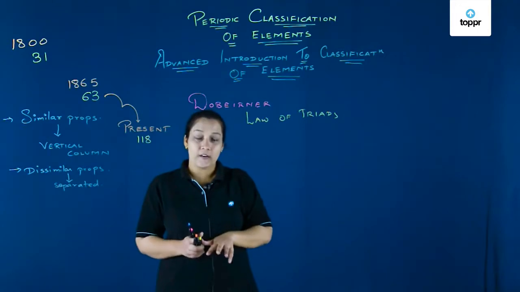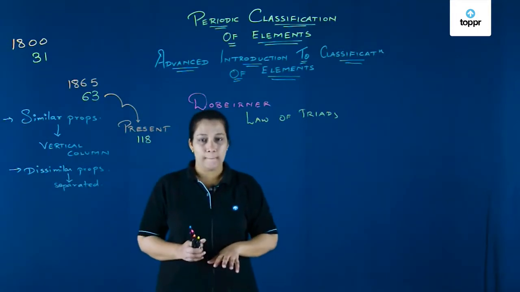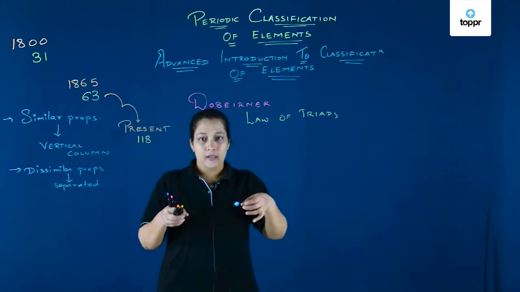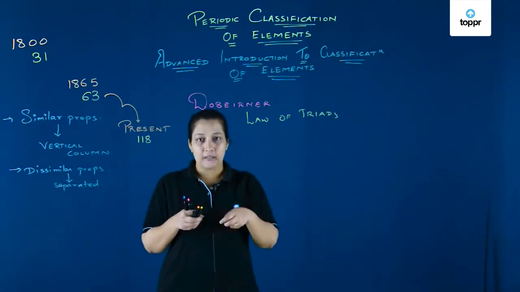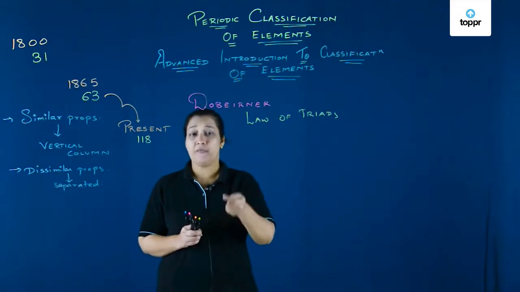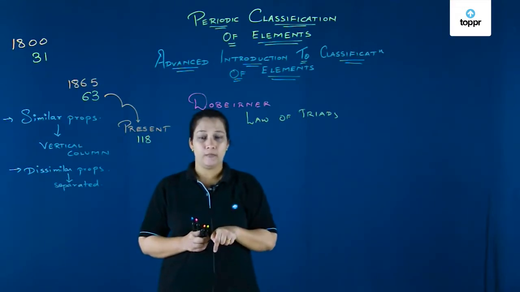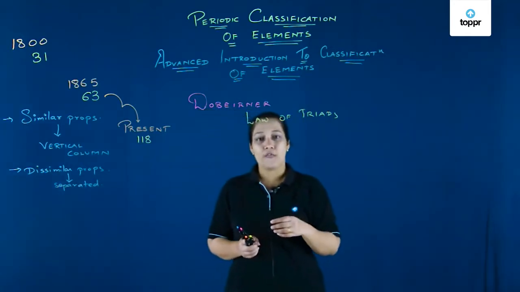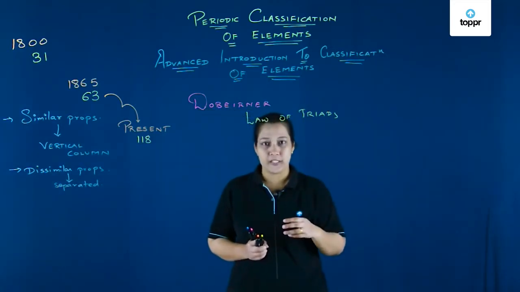These set of 3 elements are arranged in such a way that if I pick up the atomic weight of the first and the third element, it adds up and gives me the mean, and this mean matches up with the atomic weight of the middle element. Whoa, that was a great one. In this case, the law of triads had so many arrangements being done.